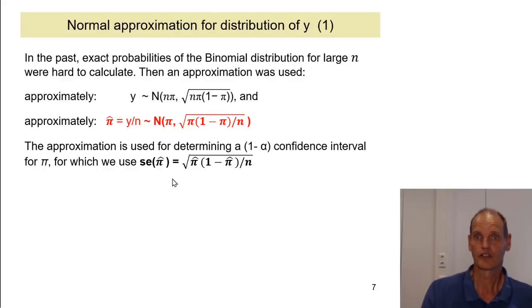The approximation is used for determining a confidence interval, and for that case we use the standard error of pi hat. That is an important formula. The standard error of pi hat is the square root of pi hat times 1 minus pi hat, divided by the square root of n.